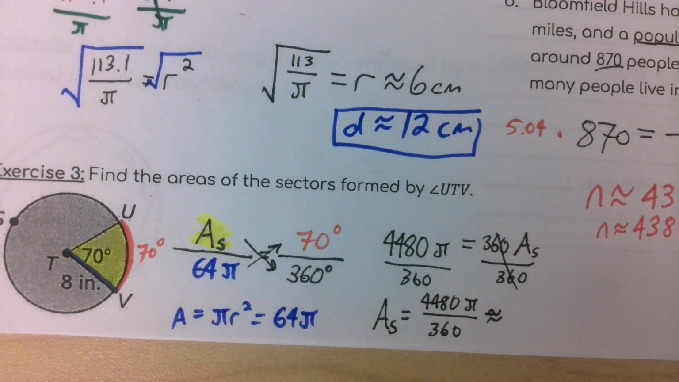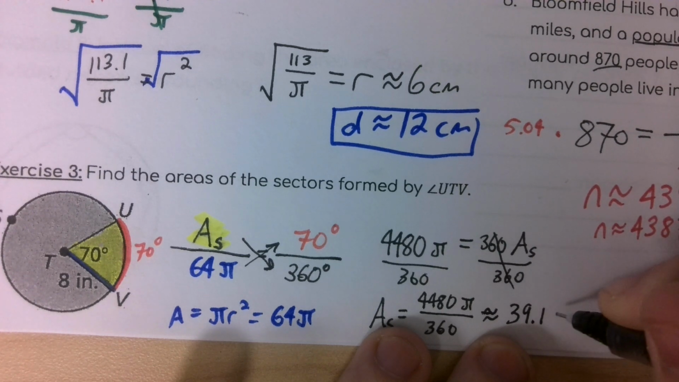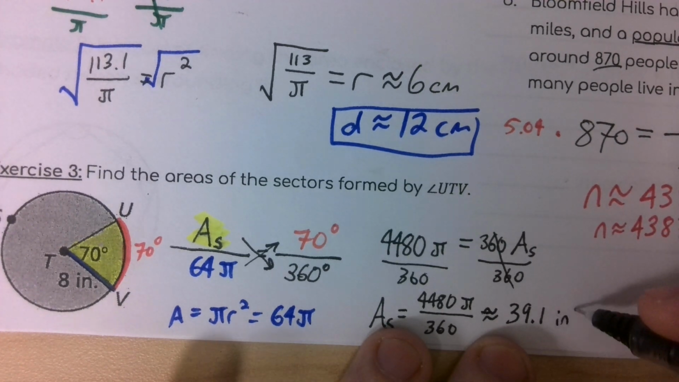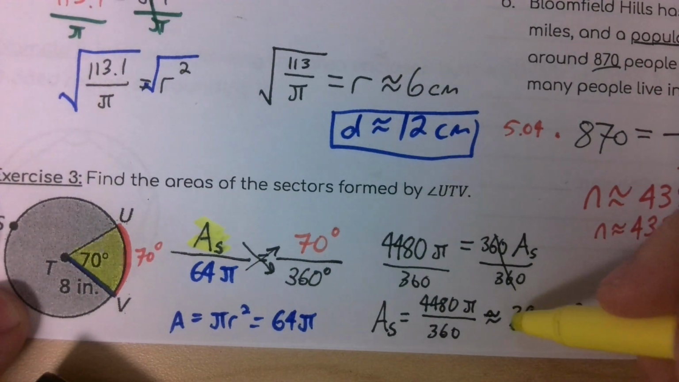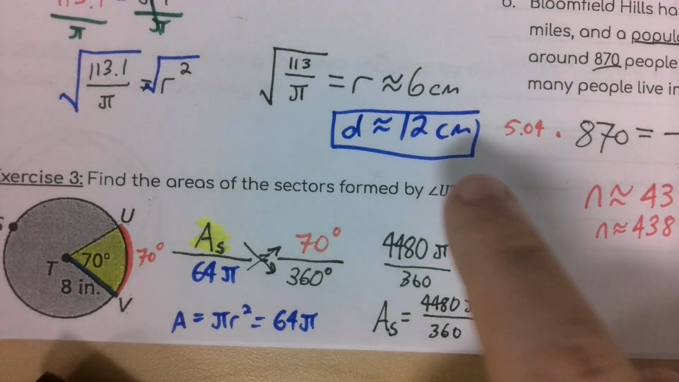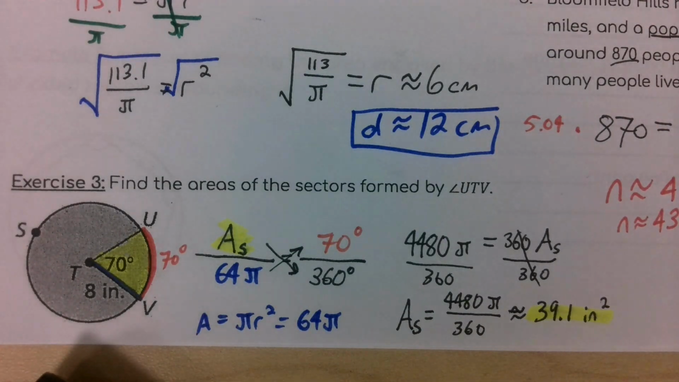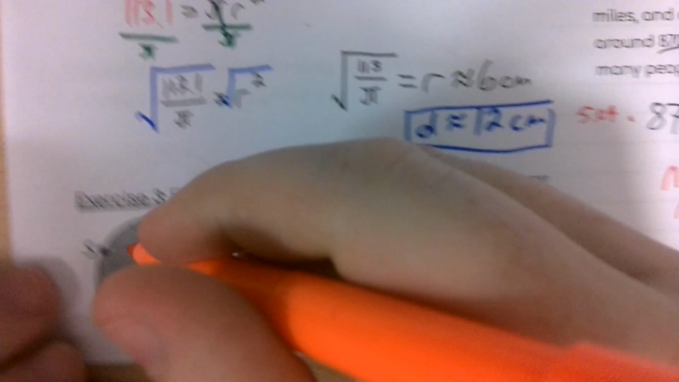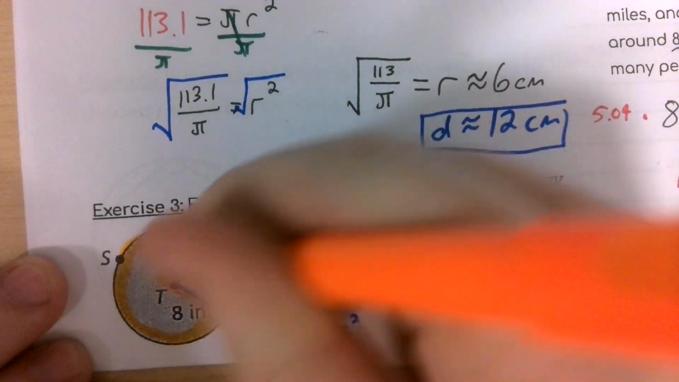The area of this yellow sector is about 39.1 inches squared. But we're not done quite yet, because we had to find the areas of the sectors, plural. So the area of this second sector is something that we also want to find.